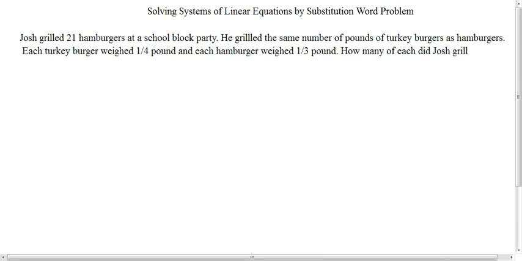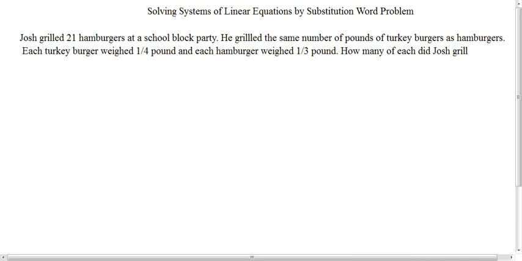Josh actually grilled 21 hamburgers at a school block party. He grilled the same number of pounds of turkey burgers as hamburgers. It goes on and tells us that each turkey burger weighed a quarter pound and each hamburger weighed a third of a pound. And they're asking us how many of each did Josh grill.